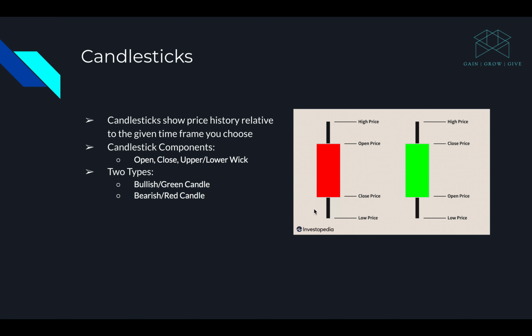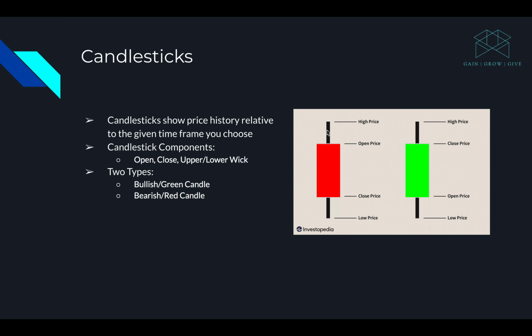So on the left you see a red candle. You're going to see this is where price opened up. So let's pretend this is a day. Each candlestick has a certain time frame that it covers. So for this example, let's pretend this is a daily candle. That means that the day started off at this price, then the price came down or came up depending on what happened during the day, but it ended up closing below the opening price, which makes it a red candle.